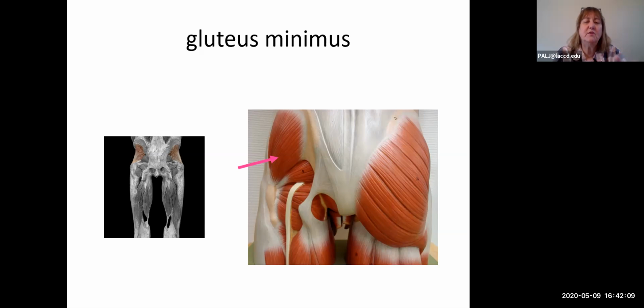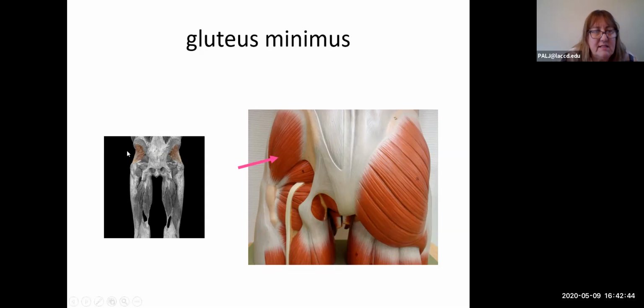Now students get confused between the gluteus medius and the gluteus minimus because most models do not actually show us a gluteus minimus. They're actually showing you a gluteus medius. So if you remember that I said the gluteus medius, its origin is all the way up there at that iliac crest. The gluteus minimus's origin is not. Its origin is about half an inch to an inch below.